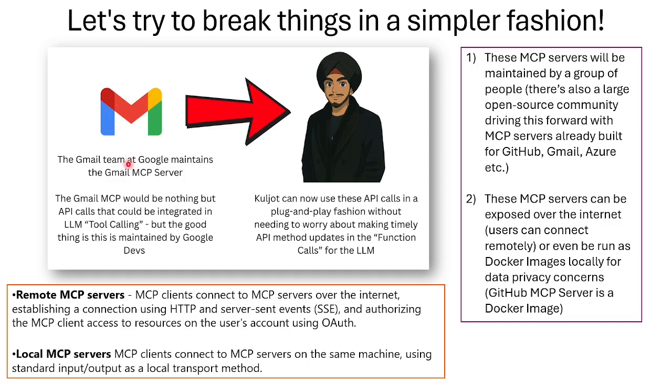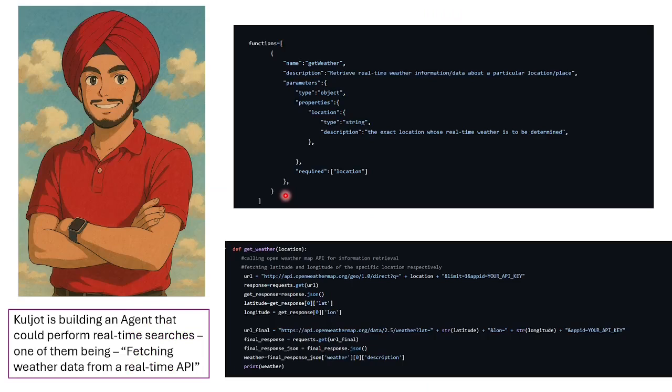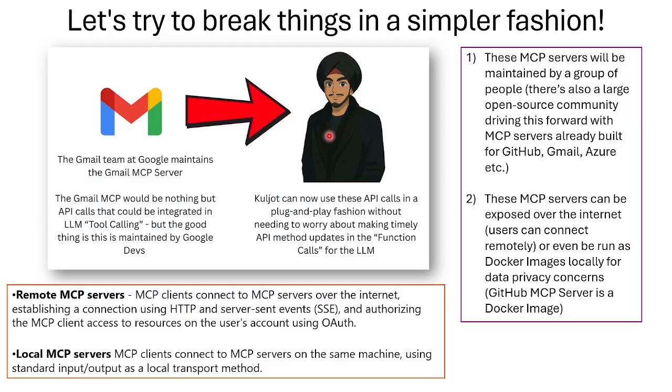Right. So over here in the example, the visual that I developed, I have an example that encompasses the Gmail MCP server. Earlier, I would have to hard code these Gmail APIs in code that looks something like this, right? And if the Gmail API changes, my AI agent would break. But now that I have an MCP server, the Gmail team at Google will maintain these Gmail MCP servers, right?